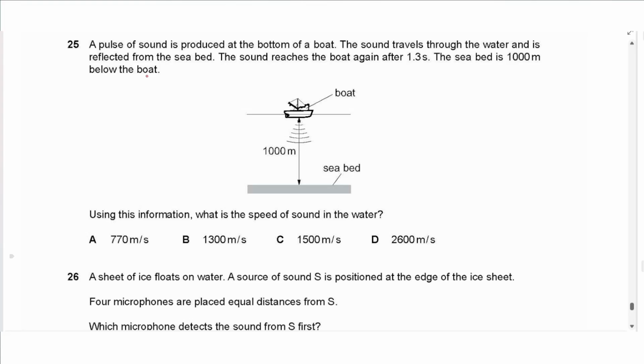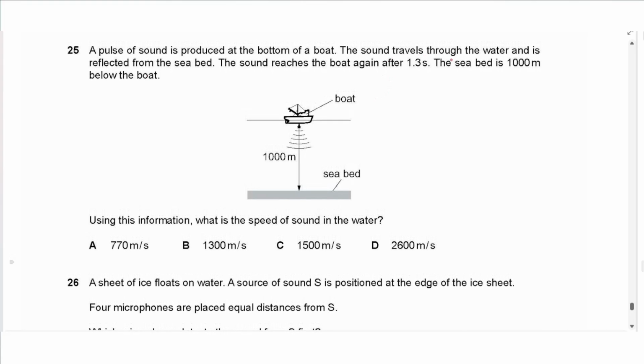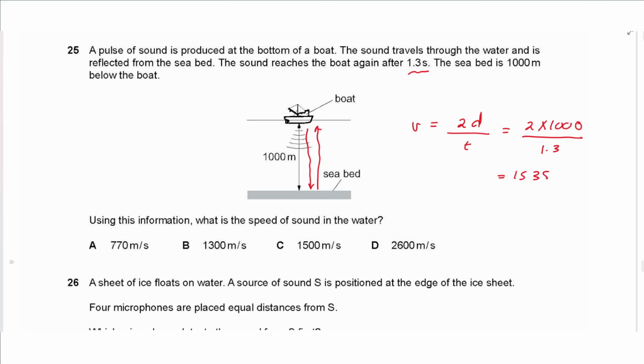Question 25 says a pulse of sound is produced at the bottom of a boat. The sound travels through the water and it's reflected from the seabed. The sound reaches the boat again after 1.3 seconds. The seabed is 1000 meters below the boat. So we traveled 1000 meters going down and then 1000 meters going back up. Using this information, what is the speed of sound in water? So speed is equal to twice the distance mentioned divided by the time. So 2 times 1000, and then we divide by the time 1.3. That gives an answer of 1538.46, which we can approximate to 1500. So the answer is C.